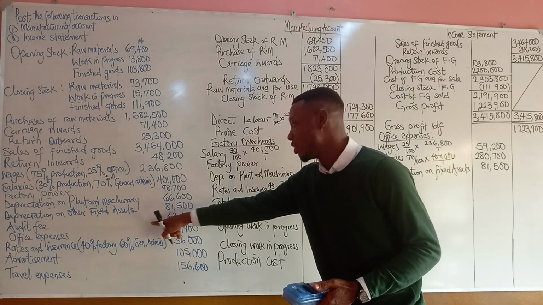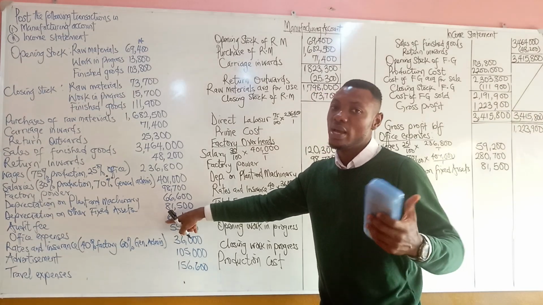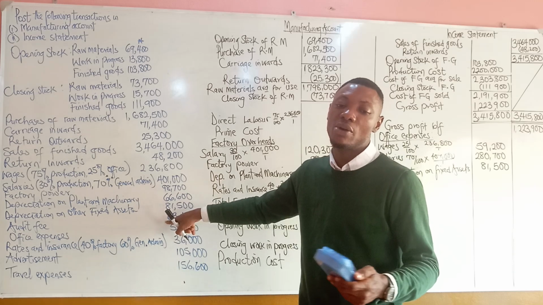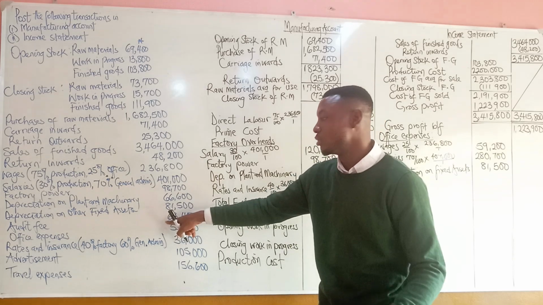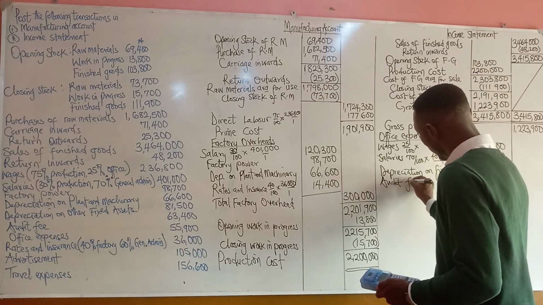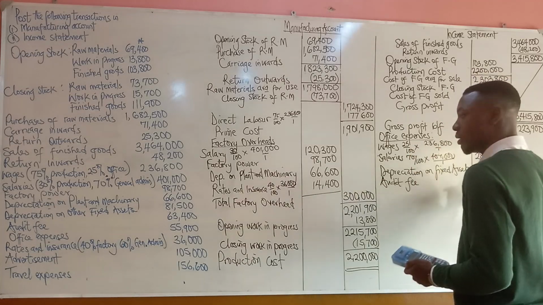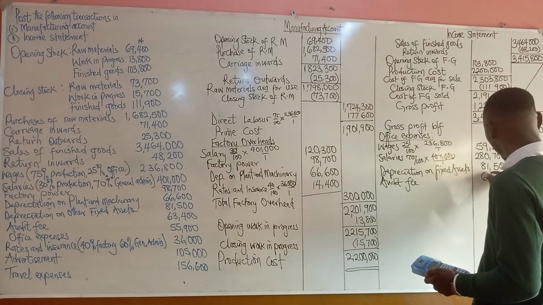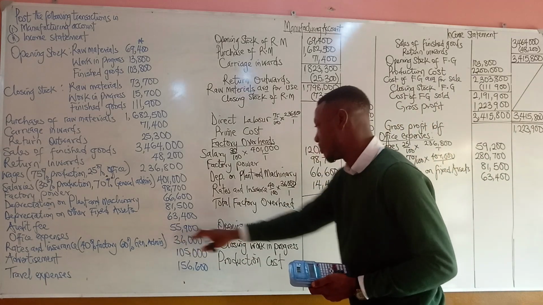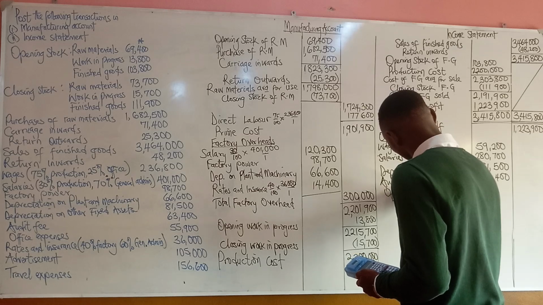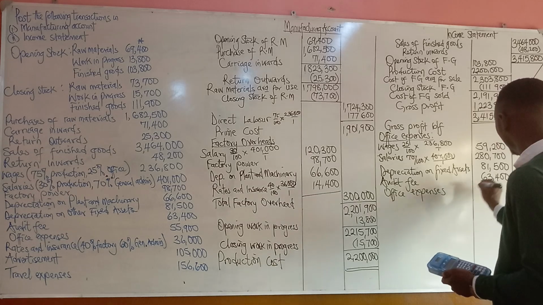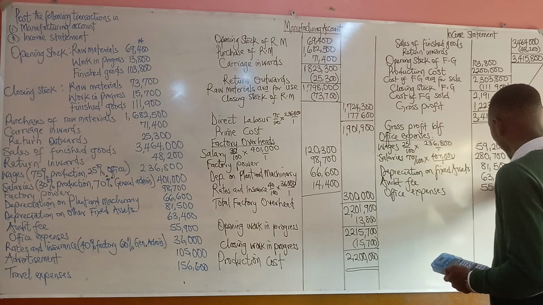Audit fee. Remember, I told you audit fee is coming straight to what? Profit and loss. It is an expense. It is the amount of money you paid the auditors in order for them to carry out a proper audit on your records and goods available. So we have audit fee. Our audit fee is 63,400. Great. Now we have office expenses. Our office expenses is 55,900.